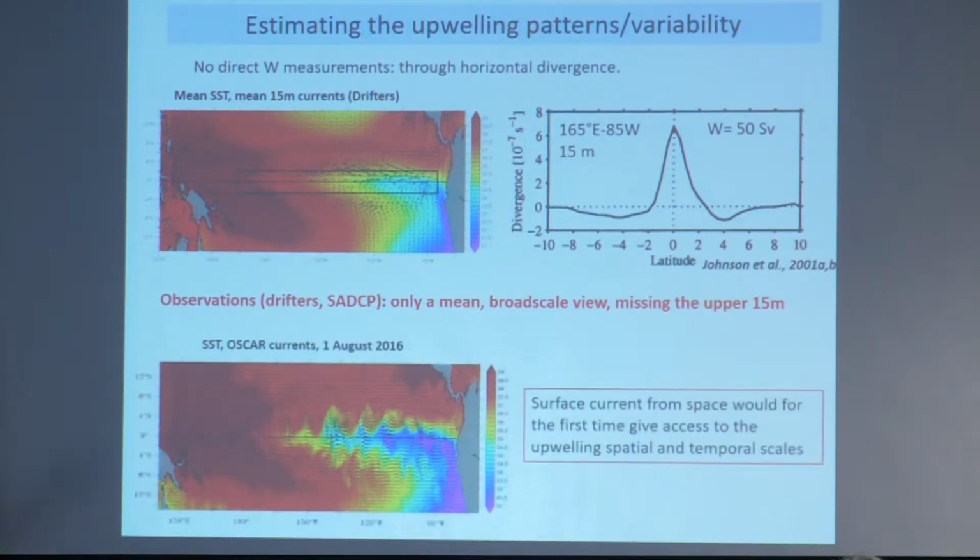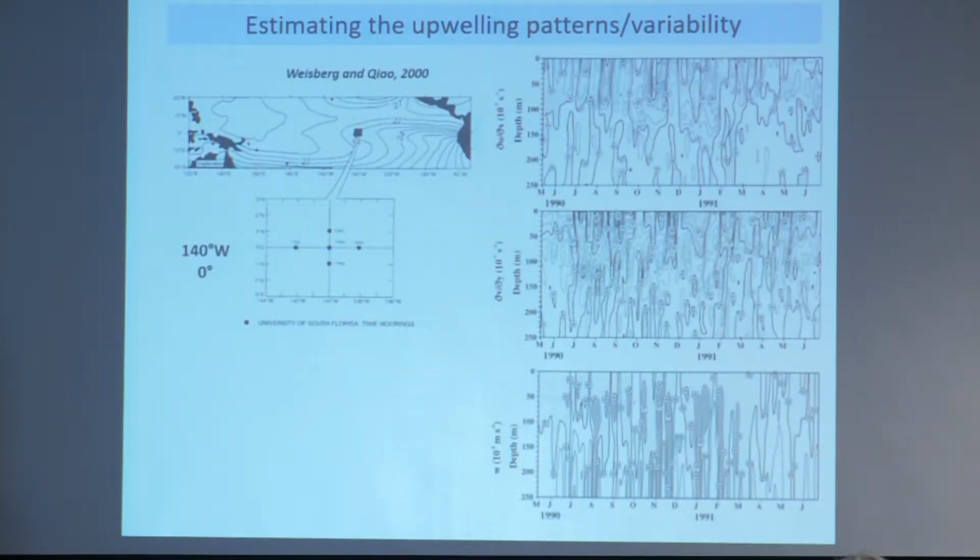If we look at the snapshot here in August, you see that it's much more complex than the mean view we have, and surface current from space would, for the first time, give access to the upwelling small spatial and temporal scales. But it will not be an easy task. It will be very challenging because you can see that the upwelling variability is very important.